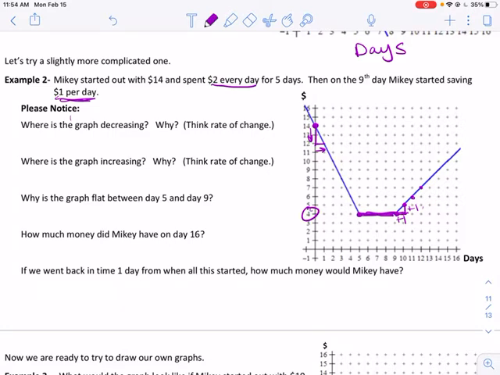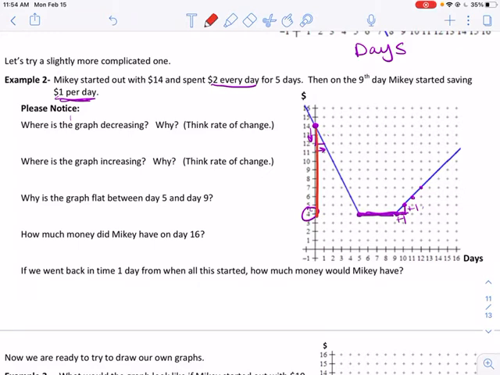So this is super important. A lot of students, when they graph these graphs, they'll be like, oh, the money went down, so they'll draw a line like this. Now what that means is that on that one day, without moving, without time going at all, you simultaneously had $14, $13, $12, $11, $10, $9, $8, $7, $6, $5, $4.